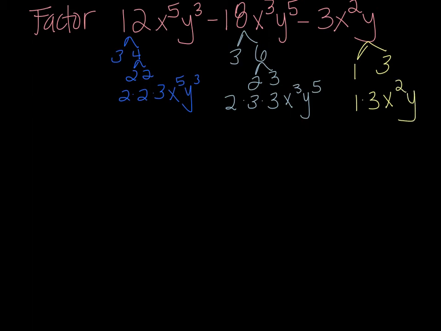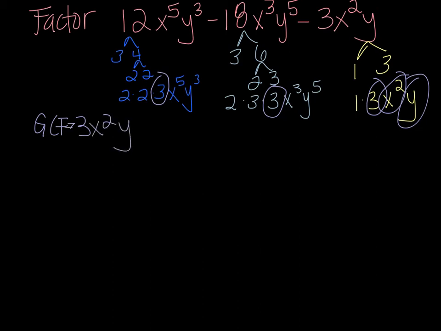So we're going to go back and look at the common factors that they have. The only common factor I see is a 3 for each one. And then I'm looking at the variable with the lowest exponent, which here is x squared and y. So our GCF would be 3x squared y. Now another way to do this would be to divide it out.